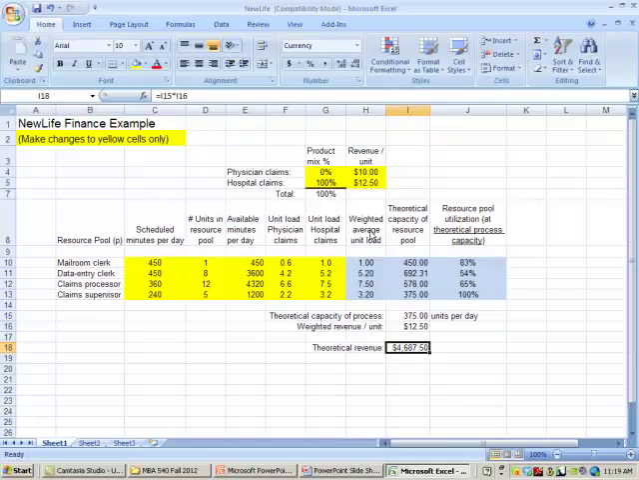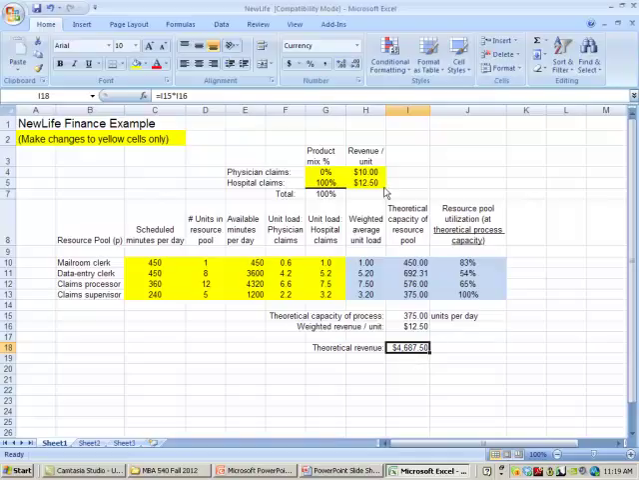Well, the reason is, even though the unit price or unit revenue goes up to 12.5, the unit load is so much heavier for the hospital claims that it drops the theoretical capacity of the resource pool down to 375. So we've gone from like 545 at $10 per to 375 at $12.50 per, and overall revenues drop.